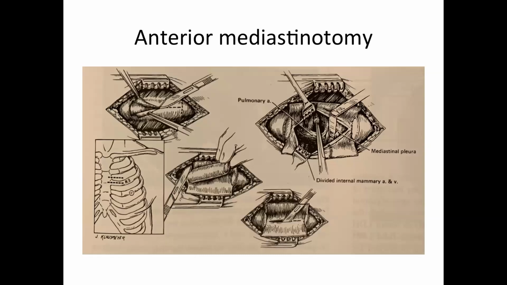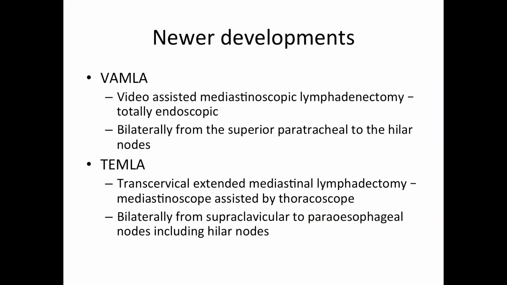I mentioned there's an alternative procedure if we're looking at trying to biopsy stations 5 and 6. So the anterior mediastinotomy, either taking out a portion of a rib and then going through the back of the cartilage, or going in between ribs, making sure that we control the internal mammary vessels, trying to retract the mediastinal pleura out of the way, and then getting down to where we want to biopsy the lymph gland, the so-called Chamberlain's procedure. There are a couple of newer developments, VAMLA and TEMLA.